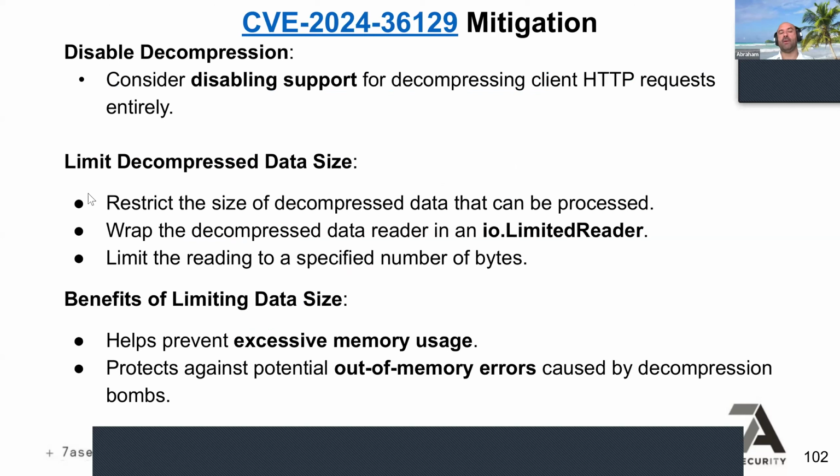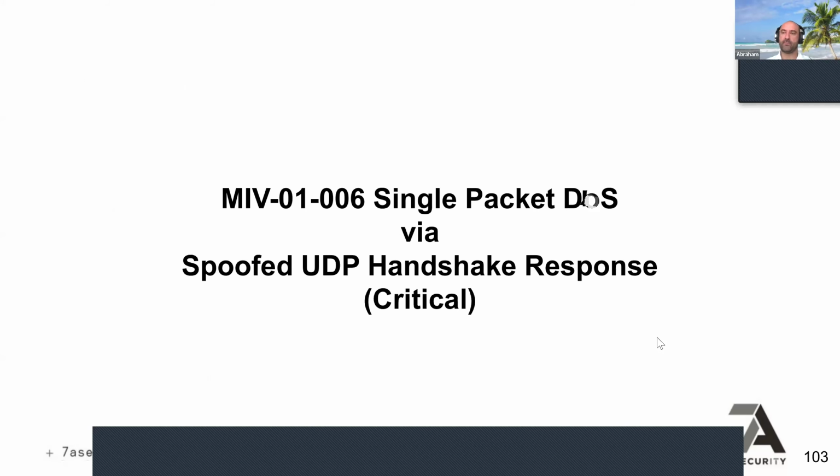And then another possible mitigation would be to limit the decompressed data size, right? So you should have a reader that reads one step at a time the decompressed stuff. And as soon as you notice, hey, this is taking too much RAM or whatever, you just stop it without crashing the entire application, right? So this would help prevent excessive memory usage and would protect against out of memory errors and so on. So other things would be like single packet denial of service using a spoofed UDP handshake response.